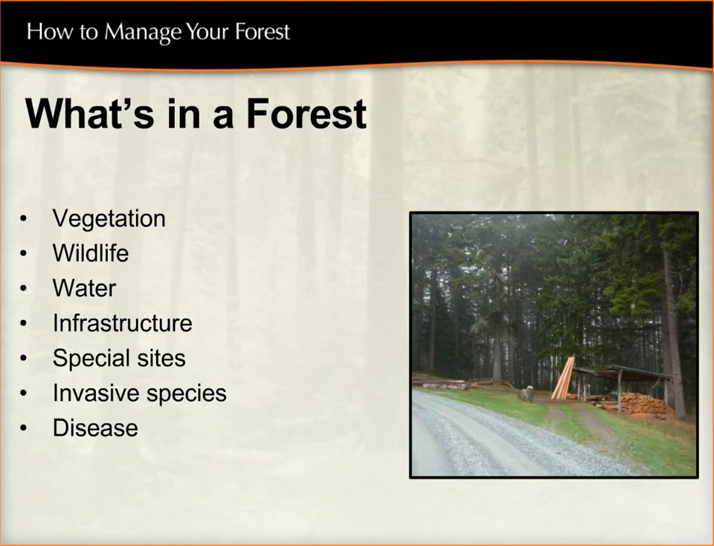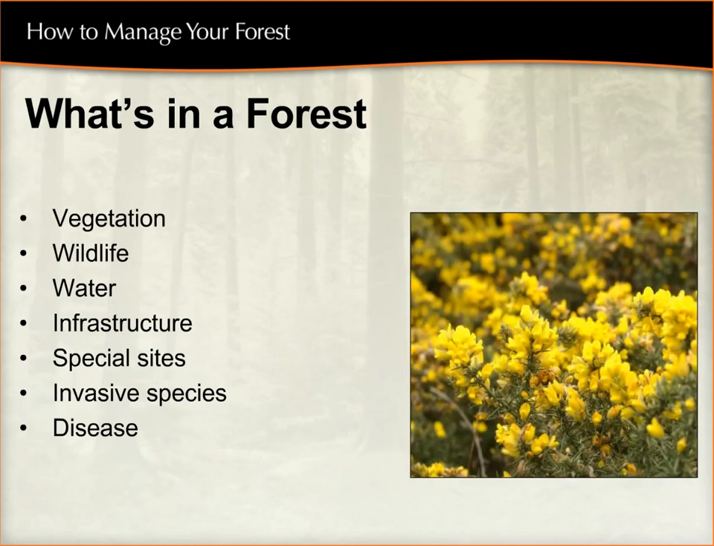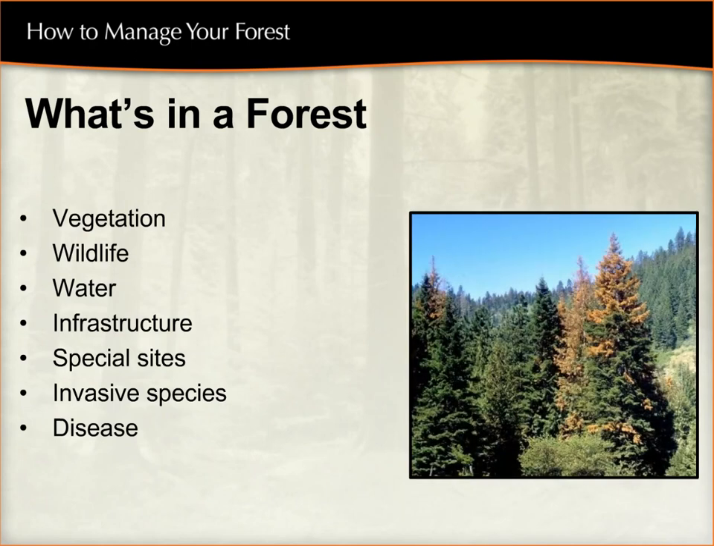An inventory might include special sites, which are simply areas on your property that have special significance either to your family or in a general historic sense. Things like pioneer cemeteries, old homesteads, etc. Beyond these resources, you might also want to inventory some more negative aspects, things like invasive species or insect and disease outbreaks. Now, all these things could be included in an inventory, but you'll want to pick and choose the ones that are important to you so that your inventory is working for you.